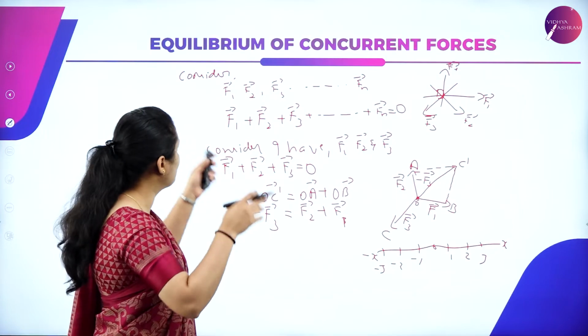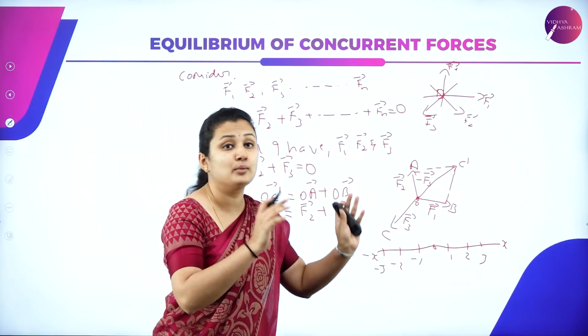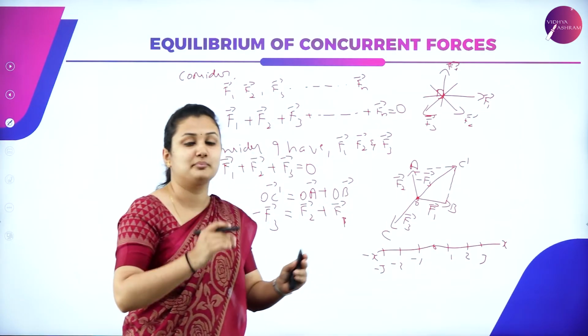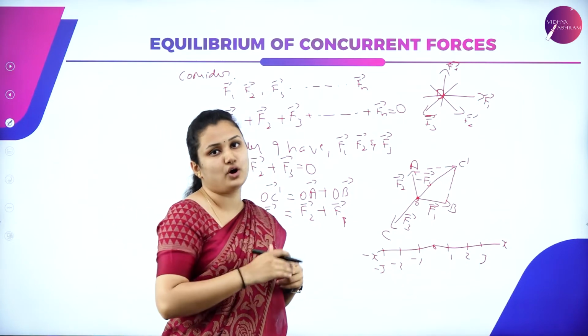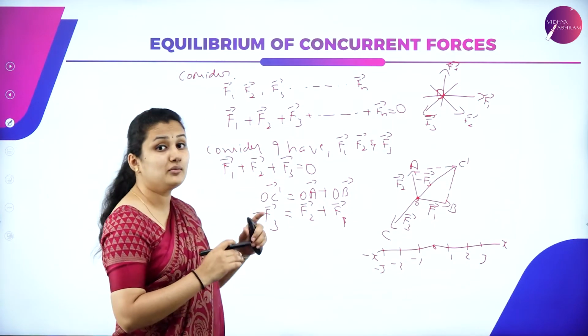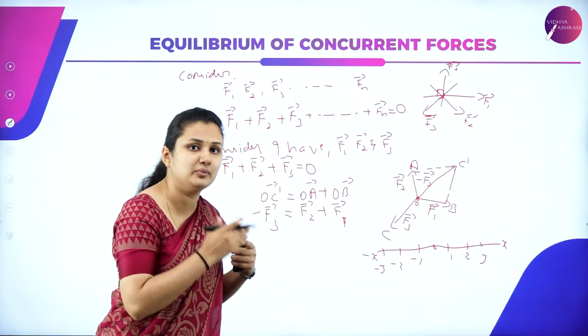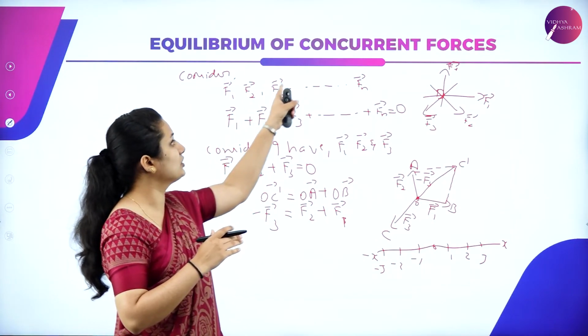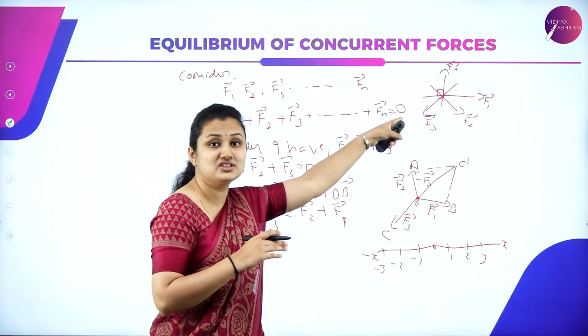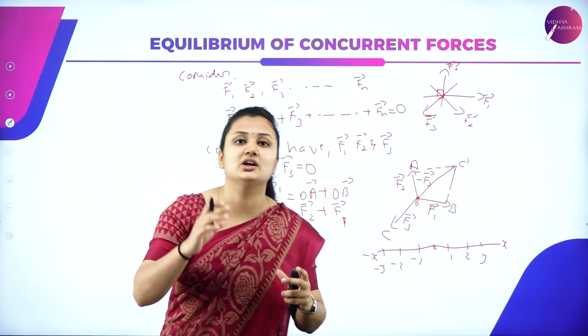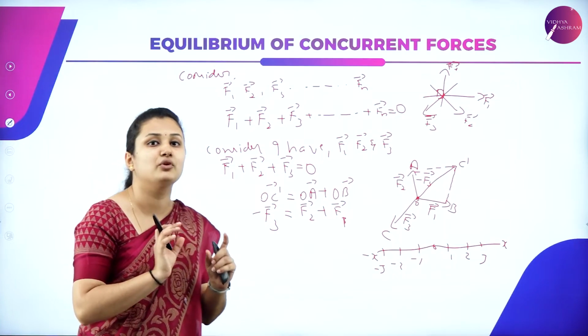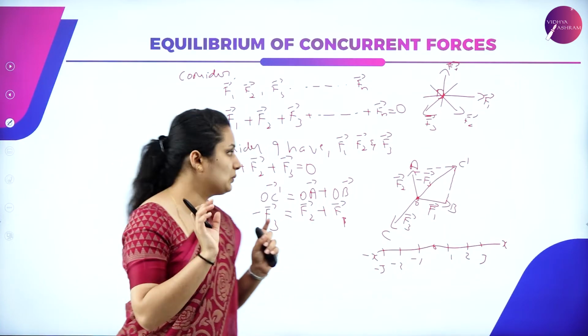Similarly, what will happen if you have n number of concurrent forces passing through the same point of the object? The requirement for it to be in equilibrium is that the vector sum of the concurrent forces must be equal to 0. Then we say it is in equilibrium. That is the requirement for the particle to be in equilibrium.